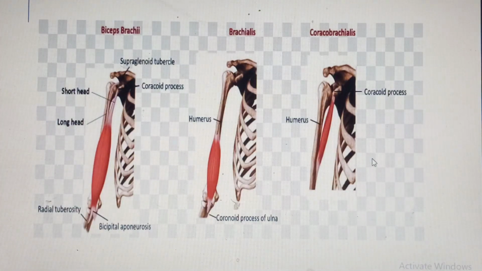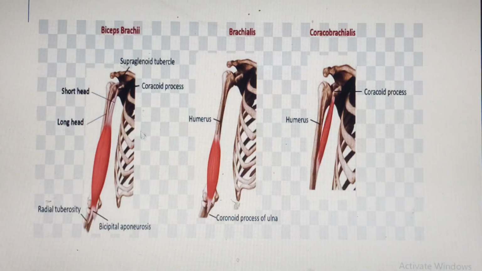So if you look at the muscles of the anterior compartment of the arm, we have the biceps brachii muscle, having two heads. One of its heads is the short head coming from the coracoid process, and then the long head coming from the infraglenoid tubercle, forming a common belly to finally insert on the radial tuberosity. So there's one of them.